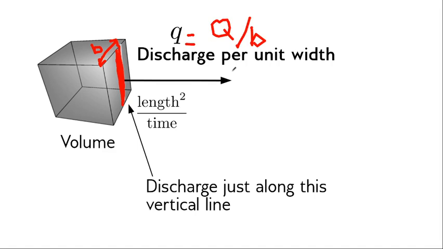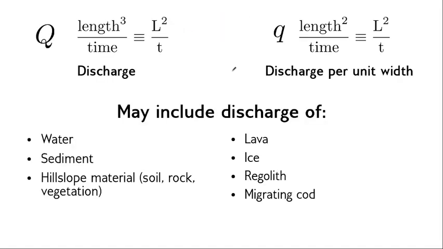So the reason I'm introducing these terms is because we're going to start to use them to think about creating a first really basic geomorphic transport law, perhaps the most basic possible. So on our way there, let's just give it some thought. So these discharges could include the discharge of things like water and sediment or hill slope material. We've talked about those. We can also talk about lavas.